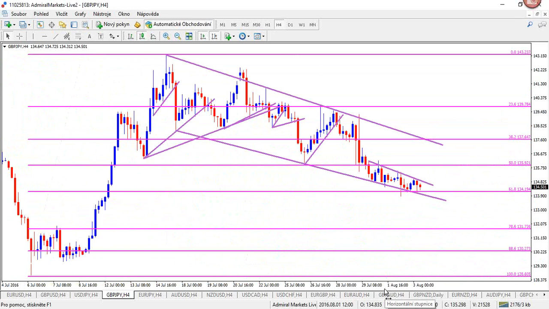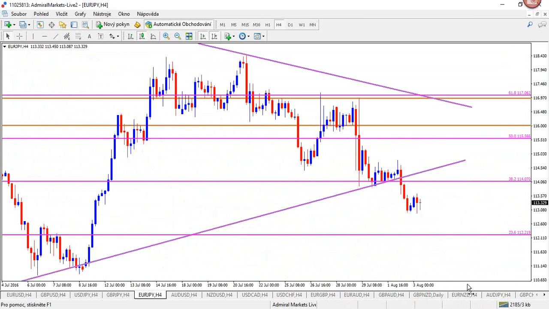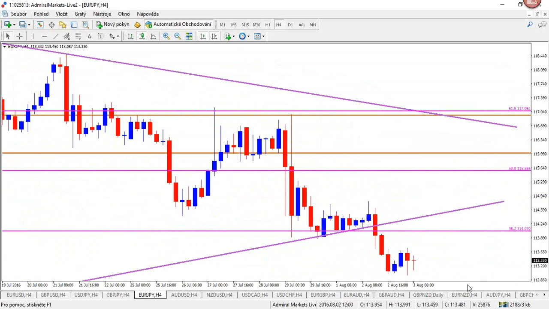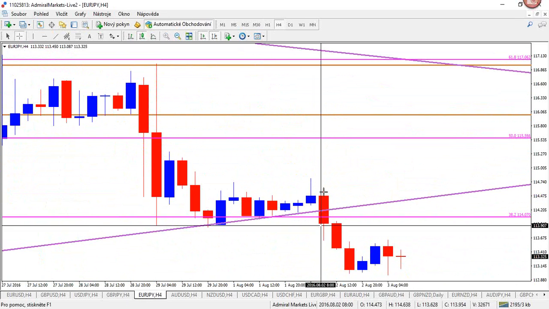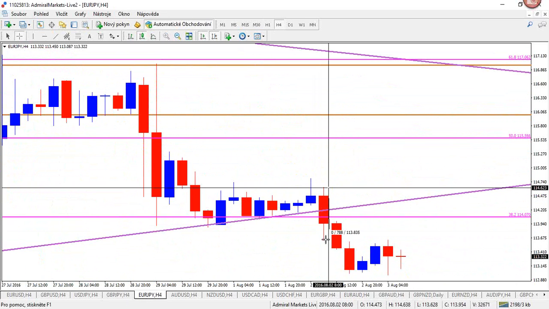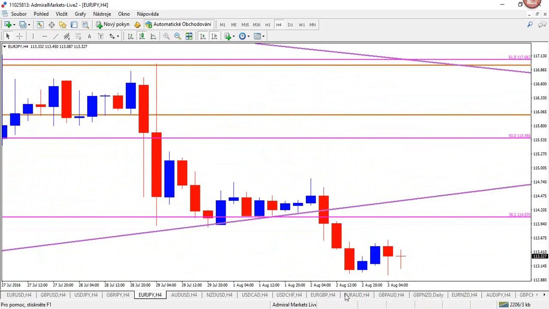All right, so let's take a look at the next one, Euro yen. Basically, it did make the breakout yesterday, but the wick here was pretty big. I think it was more than 30%, if I remember correctly. Let's see, 100 pip candle. Yeah, it was just like 31%.